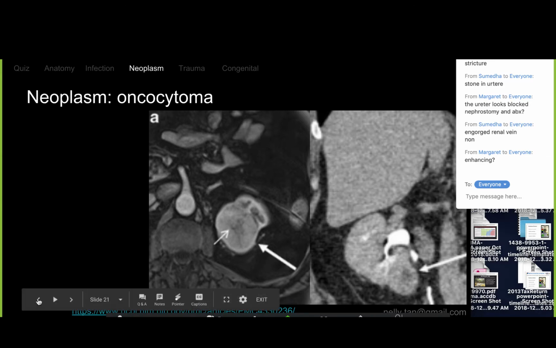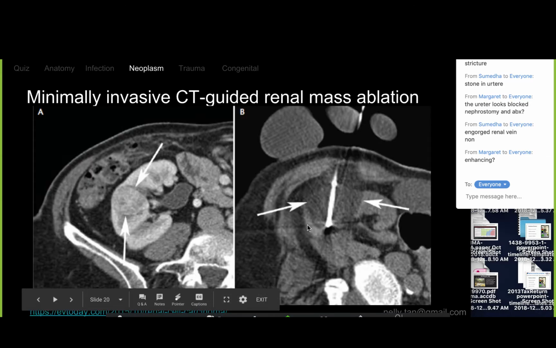And the nice thing about renal ablation is that it's an outpatient procedure. Patients come in, get the procedure done, and then they basically leave the hospital. In contrast to partial nephrectomy, which requires hospitalization, and it's a little bit more invasive.